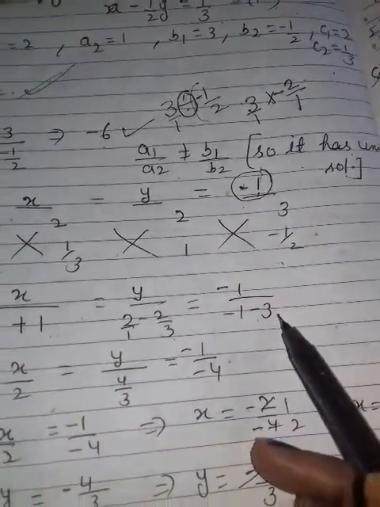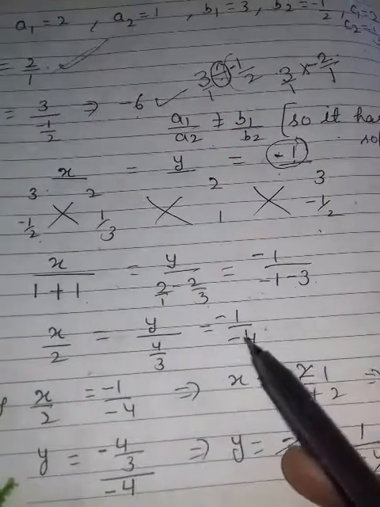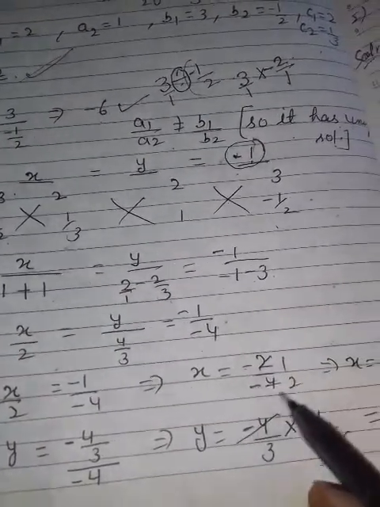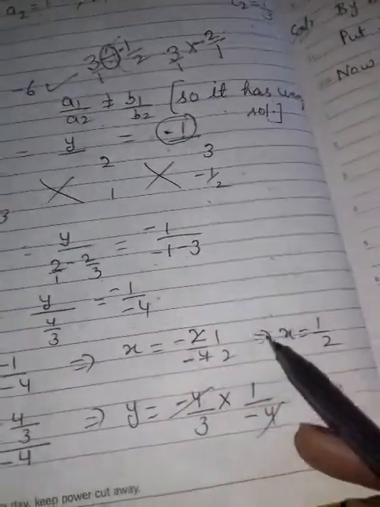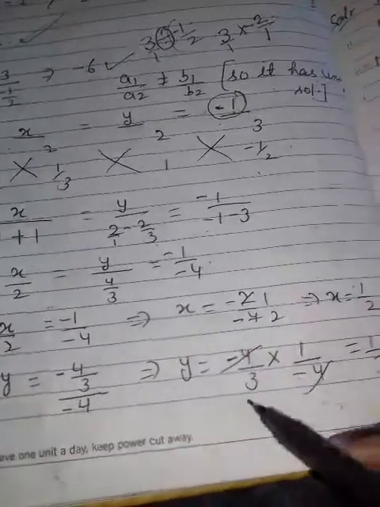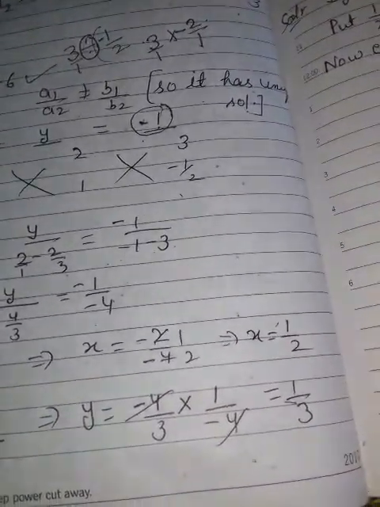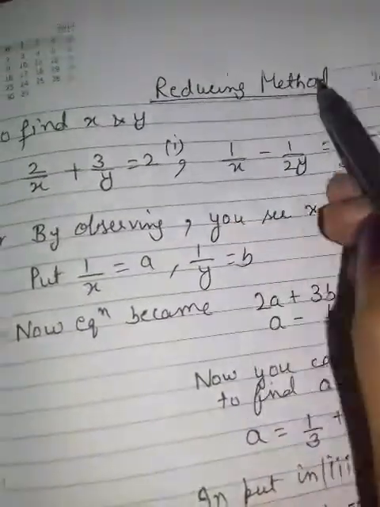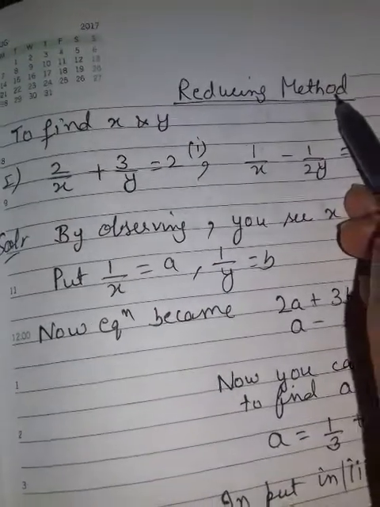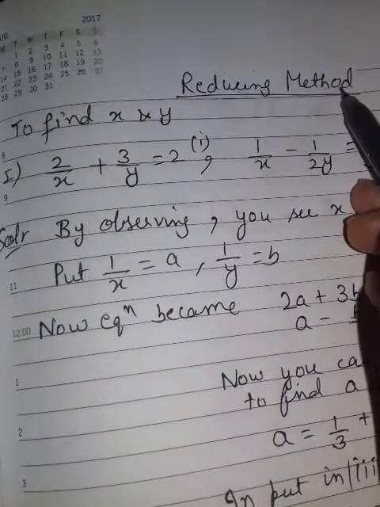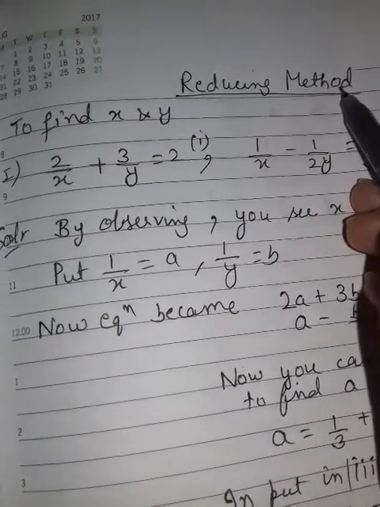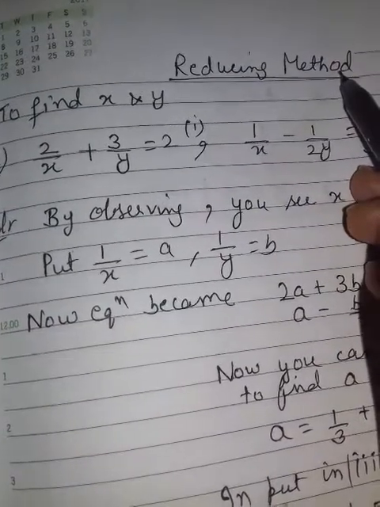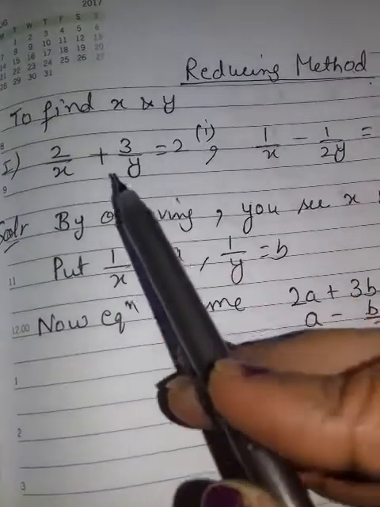Minus 1 minus 3. Now you will equate in this manner. Minus 2 upon minus 4. And y's value also you will get. I hope you got how to do the cross multiplication method by this code. Now the reducing method. Reducing method means you have to use one step more, but after that you can use any method. I am doing one example.